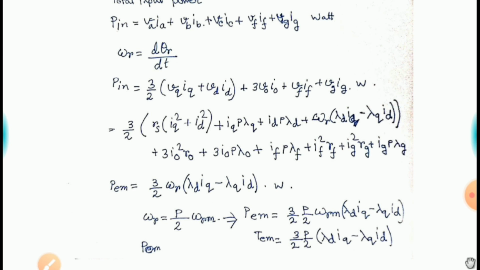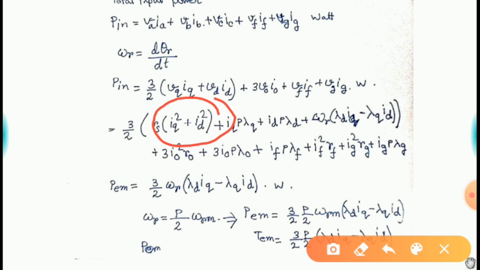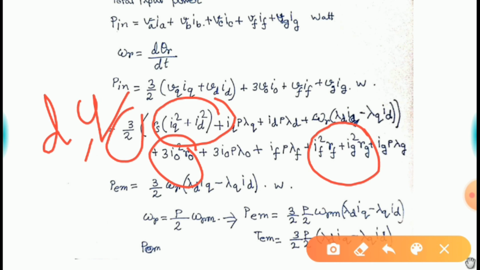Now see, here we have the input term, and these are the loss terms, right? Here one thing you must understand: these two are 3 by 2 rs, and this one is 3, I'm talking about this 3 by 2 that is associated with the D and Q axis ohmic loss. Now the other terms like RF, RG are free from it.